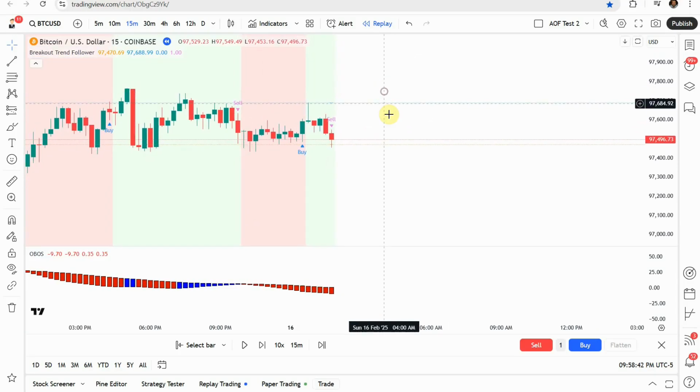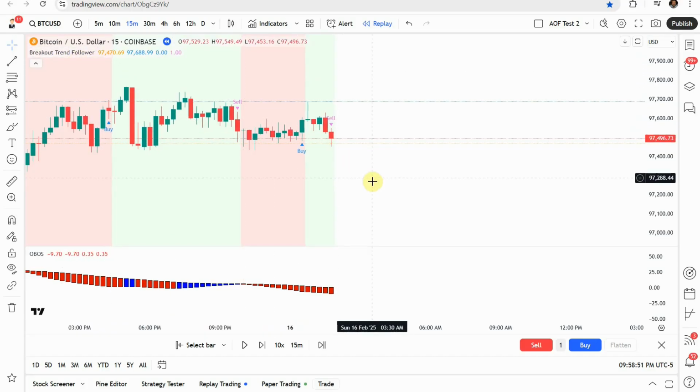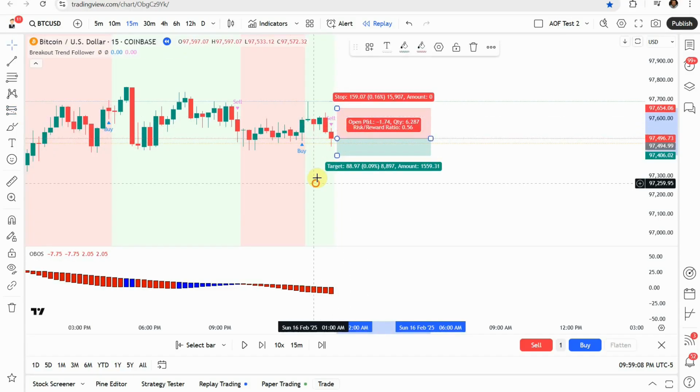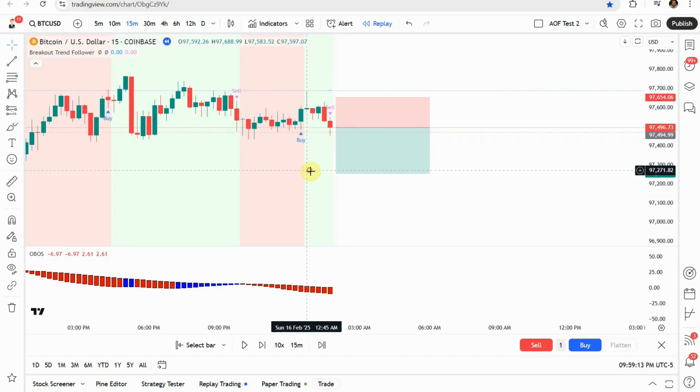And so what we're looking for a short trade is we're looking for a sell tag like this here from the breakout trend follower indicator. When we get a sell tag like that there, we're then going to look down to the OBOS, and we want it to have a red bar like this here. And once those line up, that'll be the signal to enter into a short. We'll put a trade right here. We're going to put our stop just right above this pivot area, and we're going to target a 1 to 1.5 risk reward right about there. Let's go ahead and play this forward and see how it plays out.